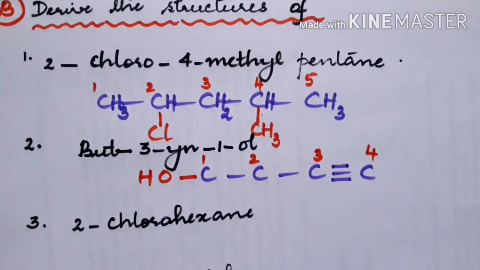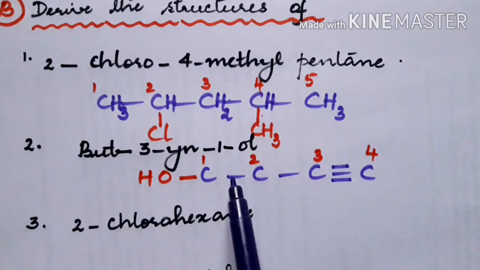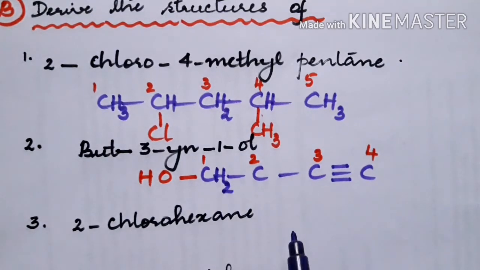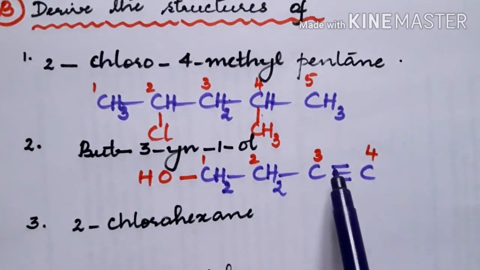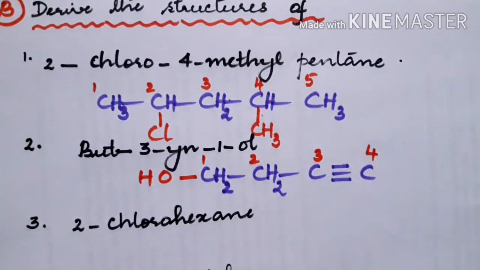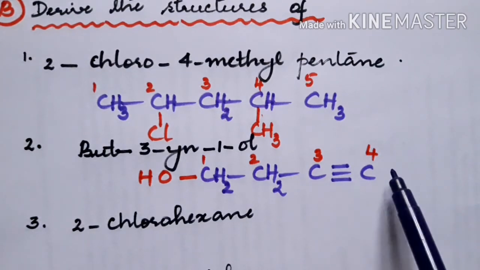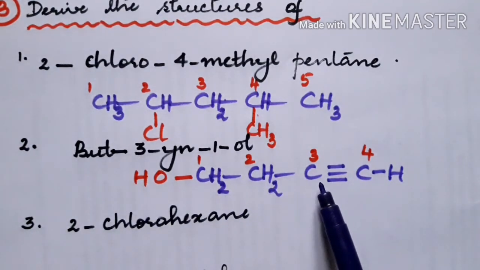So now distribute the hydrogens accordingly. So how many bonds are here? We have 2 bonds. So the rest will be filled with 2 hydrogens. 1, 2, 2 hydrogens. 1, 2, 3, 4. So no need of extra hydrogens. What about this case? 1, 2, 3. So 1 hydrogen. The structure is OH, CH2, CH2, single bond C, triple bond CH.